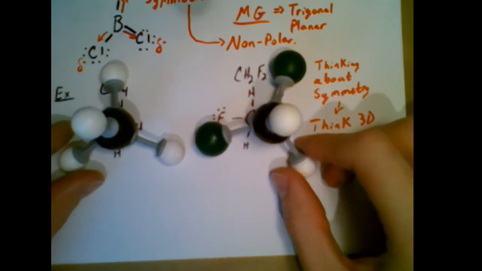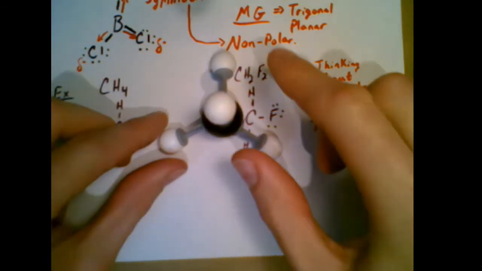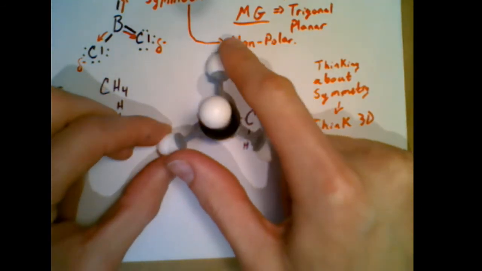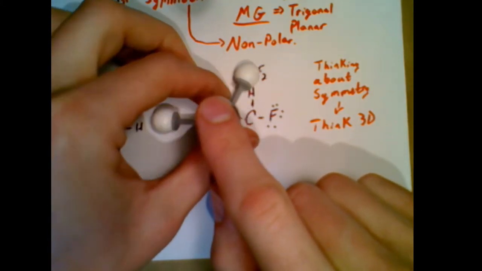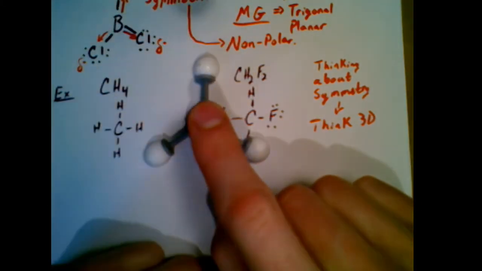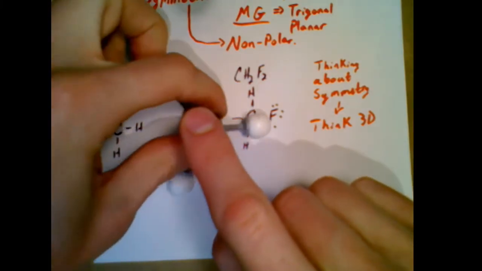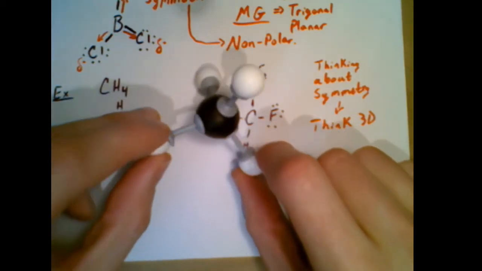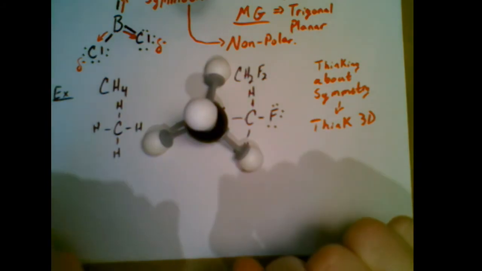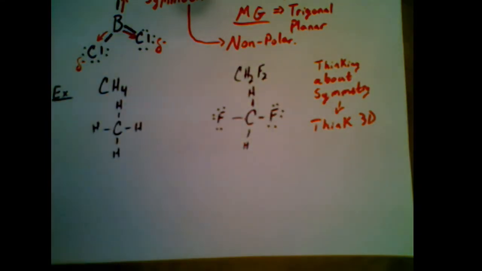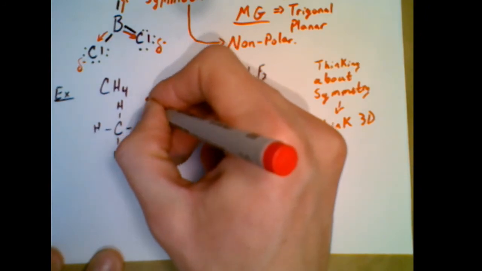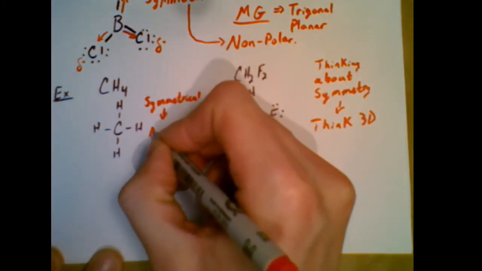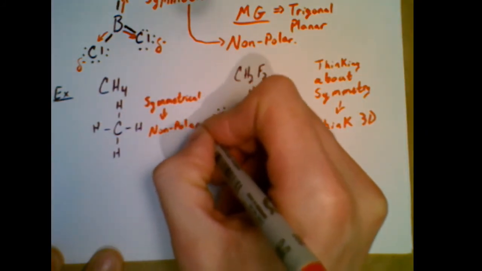So I built these 2 molecules, and first we're going to look at CH4. I'm going to rotate CH4 so that this atom here moves to this atom's position, and you'll notice that as I do that, it looks exactly the same. If I make another rotation, it looks exactly the same. If I rotate it a little bit differently, like that, it still looks exactly the same. So CH4 is considered to be symmetrical, and any molecule that has symmetry is considered to be non-polar.